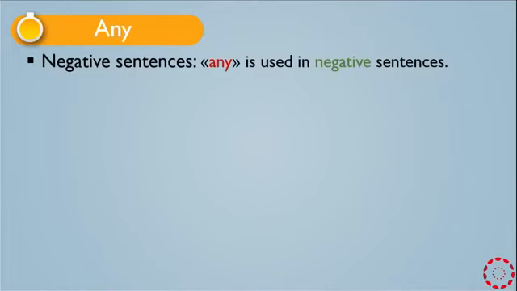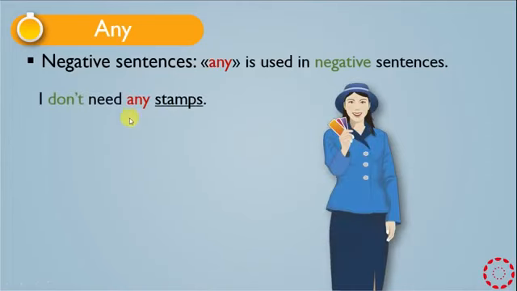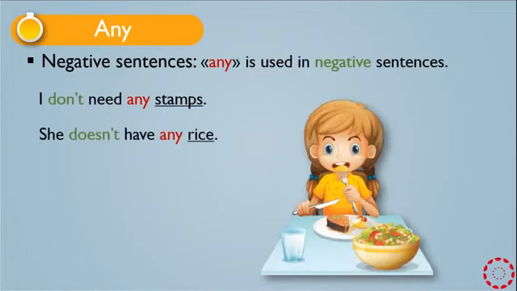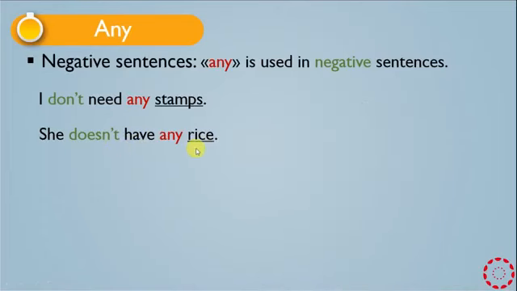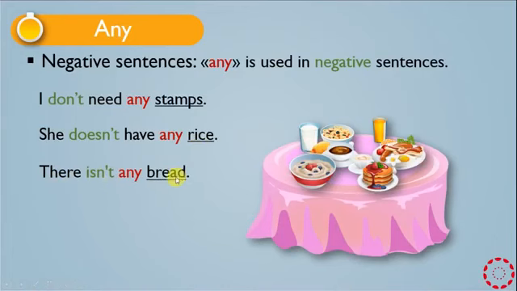Any is used in negative sentences or statements. Look at this example. I don't need any stamps. Here we have don't, and this sentence is a negative sentence. That's why we say any. I don't need any stamps. She doesn't have any rice. And there isn't any bread. There isn't, this sentence is also negative. That's why we say any. And we cannot say there isn't some bread. We say there isn't any bread.